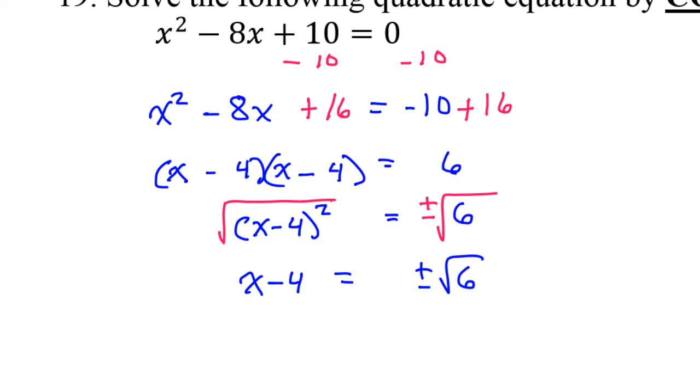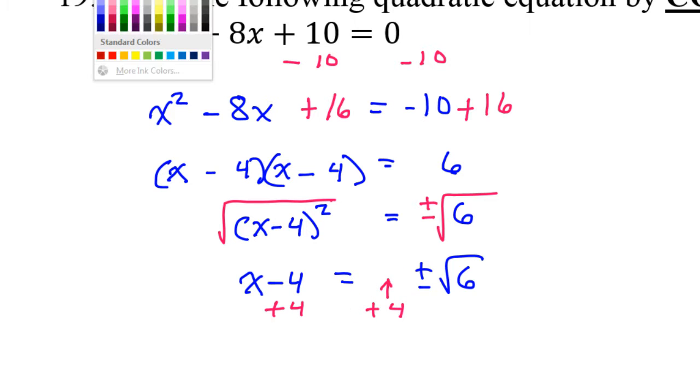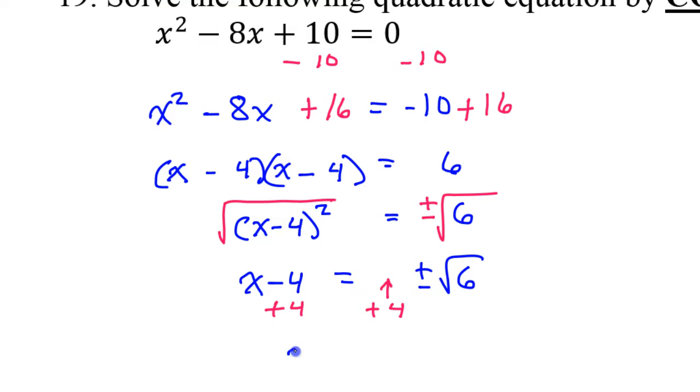To get x by itself, we now need to add 4 to both sides. And again, put it in the front. So the final answer will be x equals 4 plus or minus radical 6.